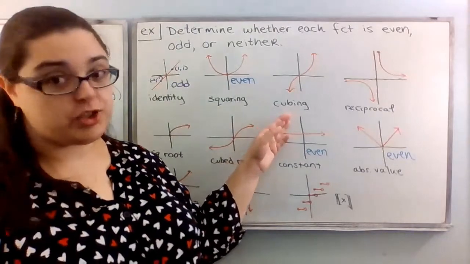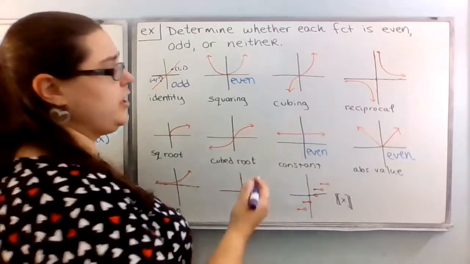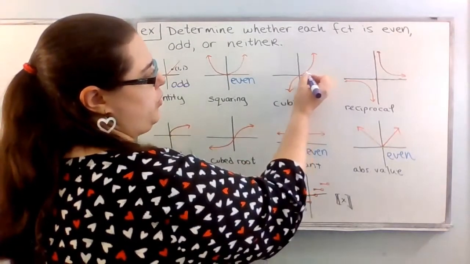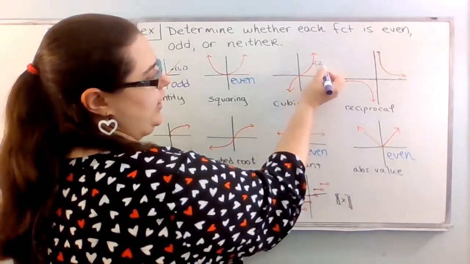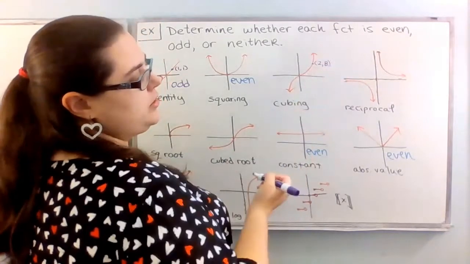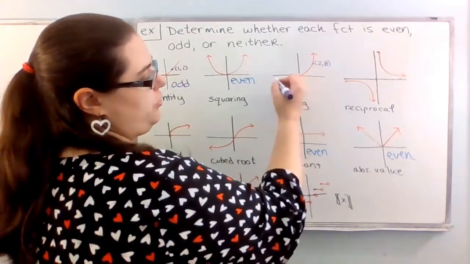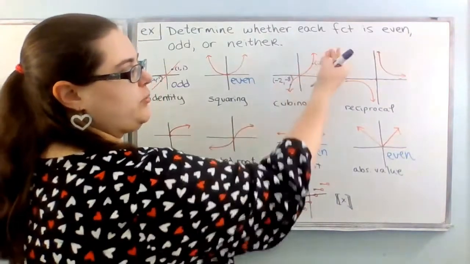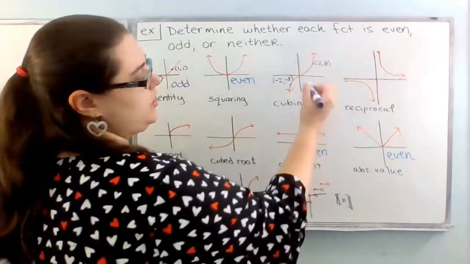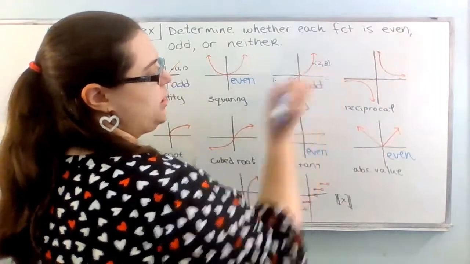For the cubing function, we're going to get a similar thing. The cubing function goes through (1, 1). Let's pick a messier point. It goes through (2, 8). It's also going to go through (-2, -8). So again, we have this nice symmetry happening. So the cubing function is odd.